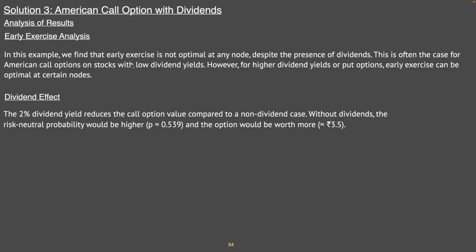Why has the option value become less? Because we are getting dividend yield also. Okay. So the 2% dividend yield reduces the call option value compared to a non-dividend case. Without dividends, the risk neutral probability would have been 0.539 and the option would be worth approximately 3 rupees 50 paisa.